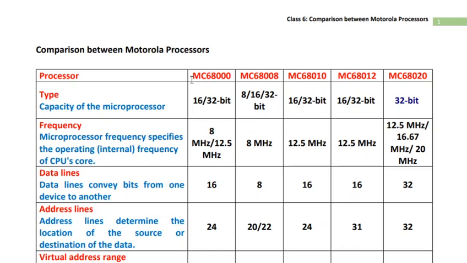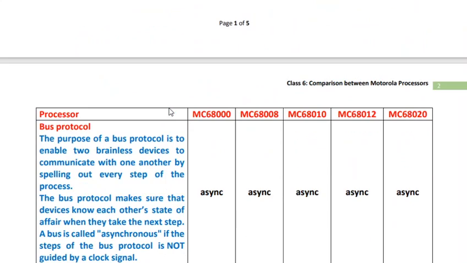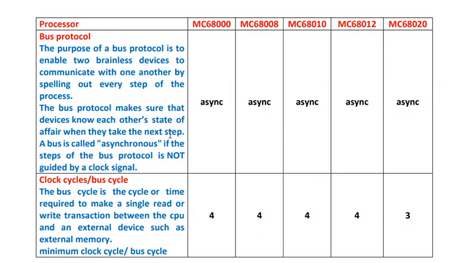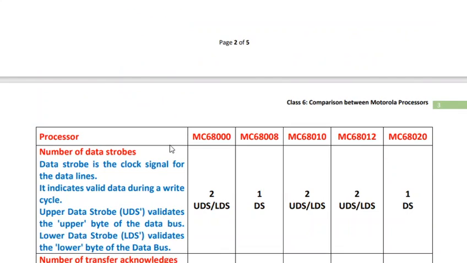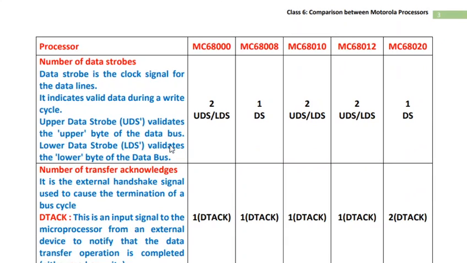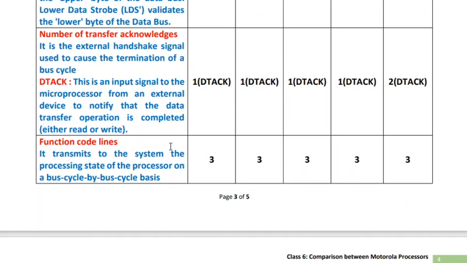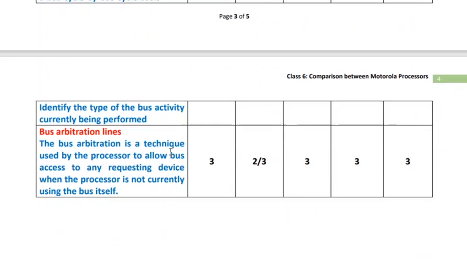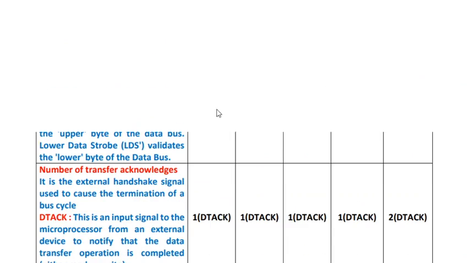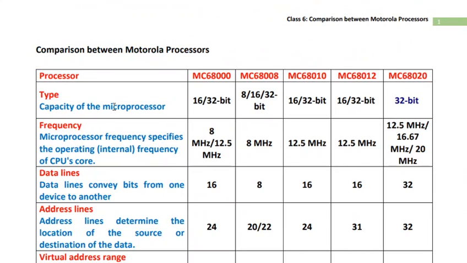Now, these five Motorola processors are compared, taking into consideration 10 important aspects, which are: first one is type, second one is frequency, third one is data lines, fourth one is address lines, fifth one is virtual address range, sixth one is bus control or bus protocol, seventh is clock cycle per bus cycle, eighth is number of data strobes, ninth is number of transfer acknowledgement, then we have function code lines, and eventually we have bus arbitration lines.